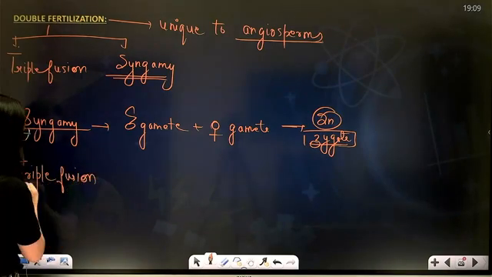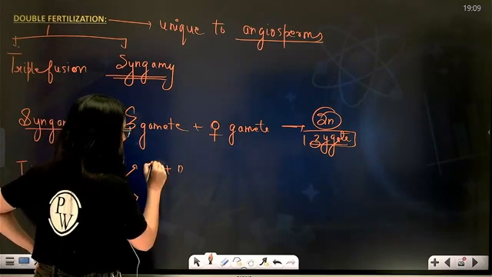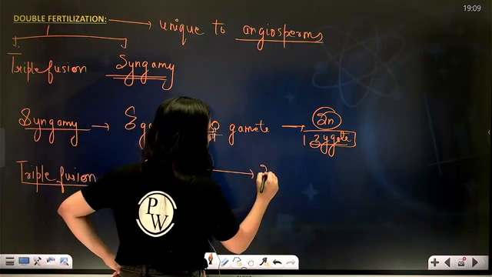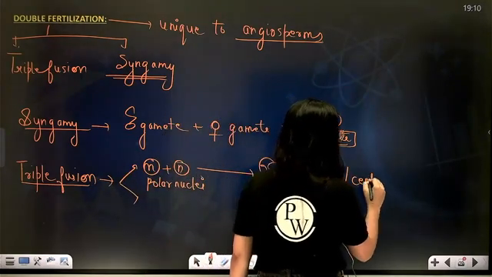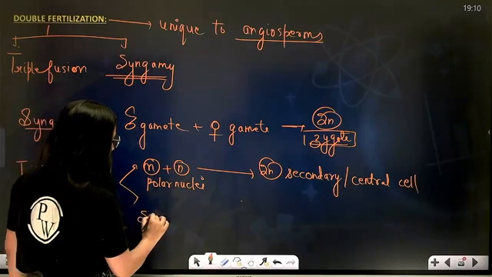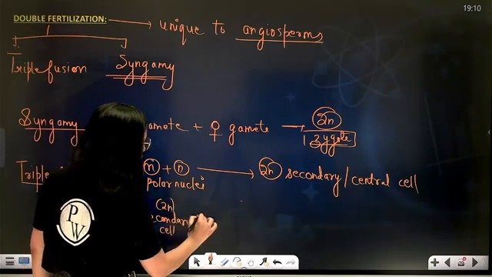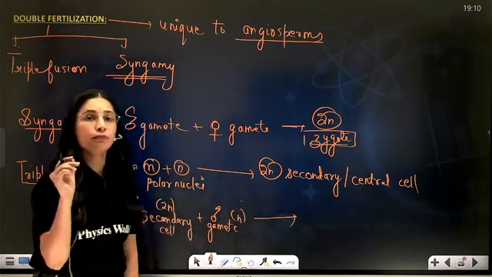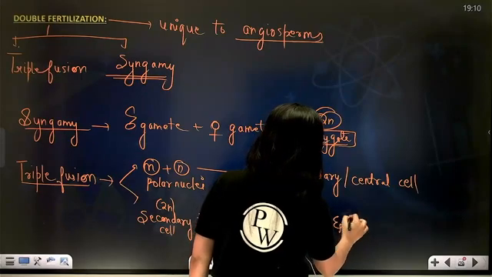Bachcho, triple fusion is done in two steps. Number one, two haploid polar nuclei fuse to form the diploid secondary cell or central cell, the large central cell. This is the first step of triple fusion. Now in the second step, this central or secondary diploid cell is going to fuse with another haploid male gamete to form the nutritive triploid endosperm.